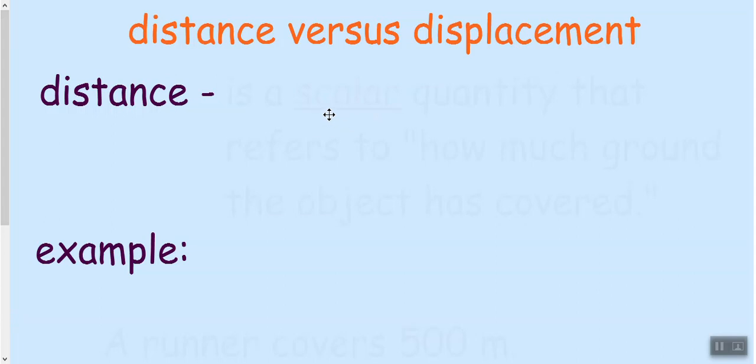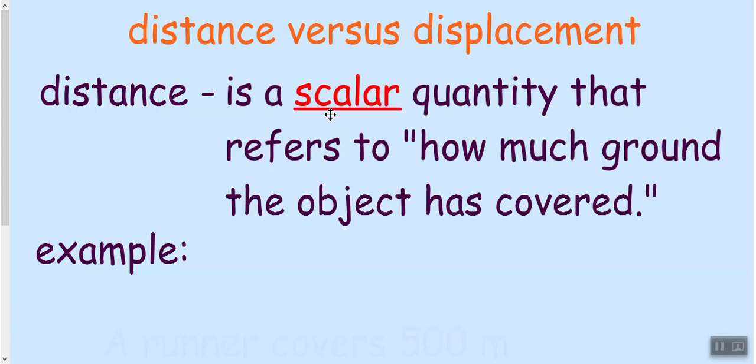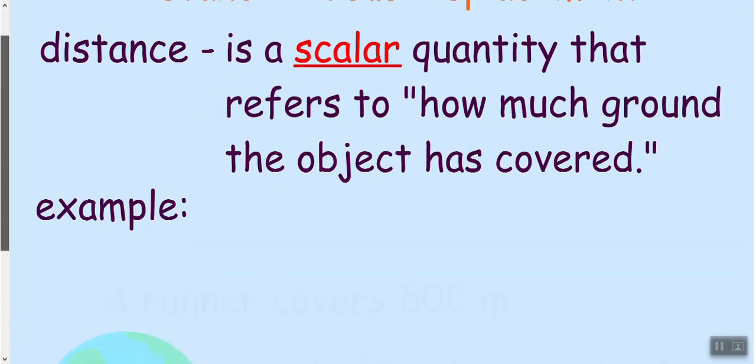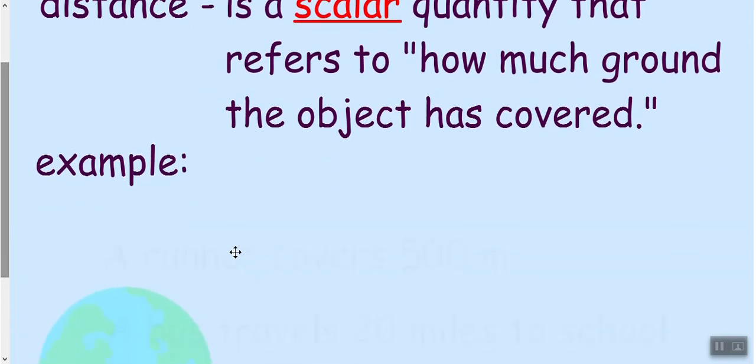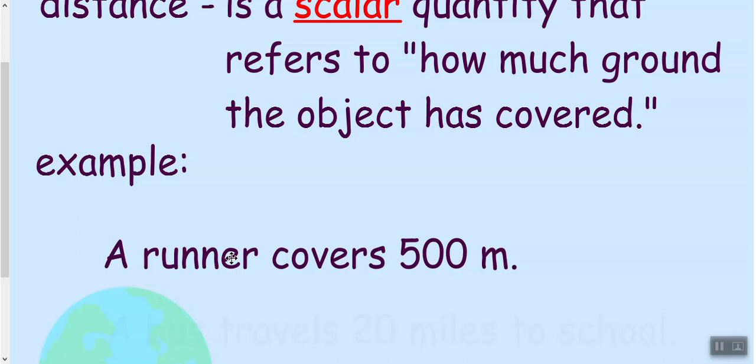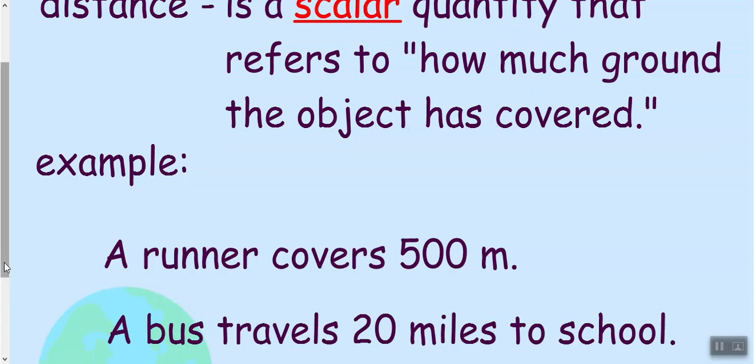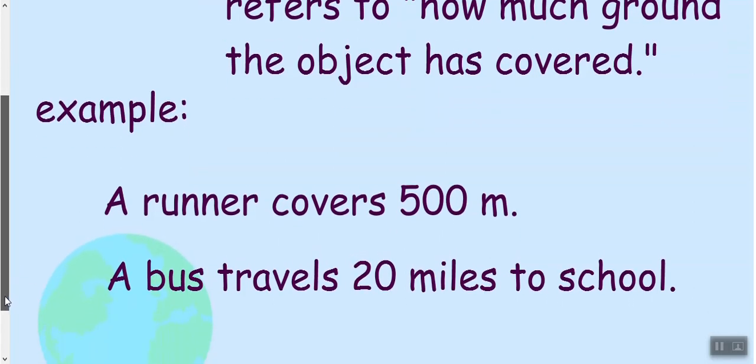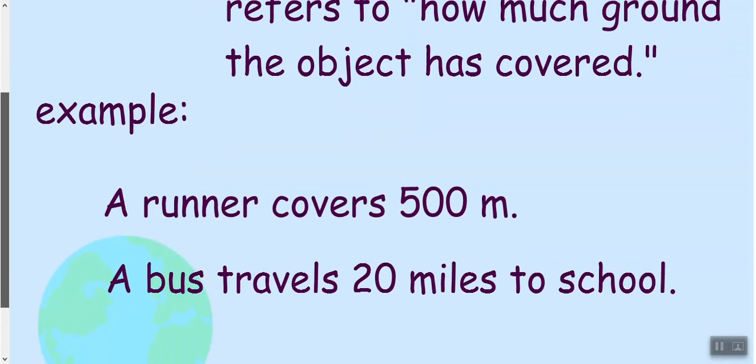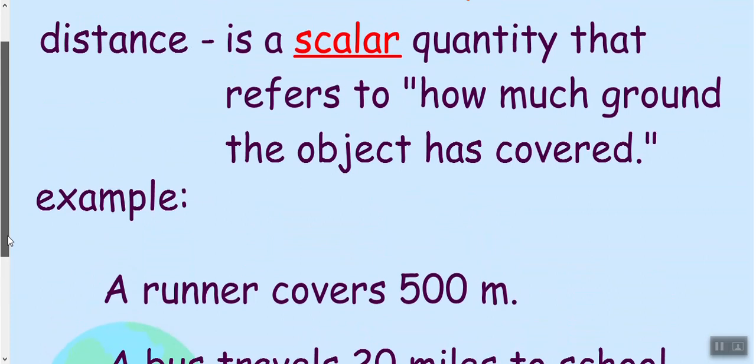So distance is a scalar quantity, as I've said. It refers to how much ground the object has covered, and that's pretty much it. So for example, a runner covers 500 meters, nothing else. It doesn't give me any more information. Your school bus travels 20 miles to school. Yes, I know it travels, but is there anything else that I know? Nothing else. So that is in terms of distance.